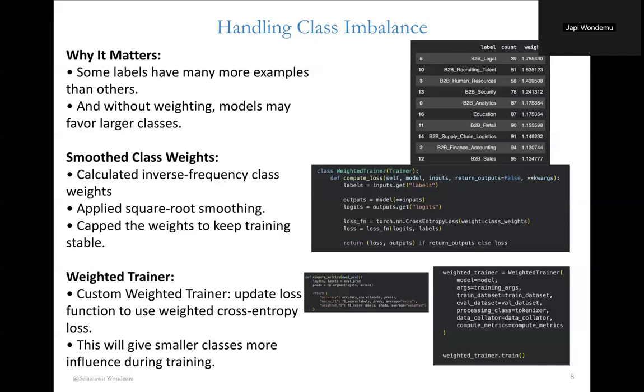From there, I created a custom weighted trainer, which takes the Hugging Face Trainer API but updates the loss function to use a weighted cross-entropy loss. This will give smaller classes more influence during training.